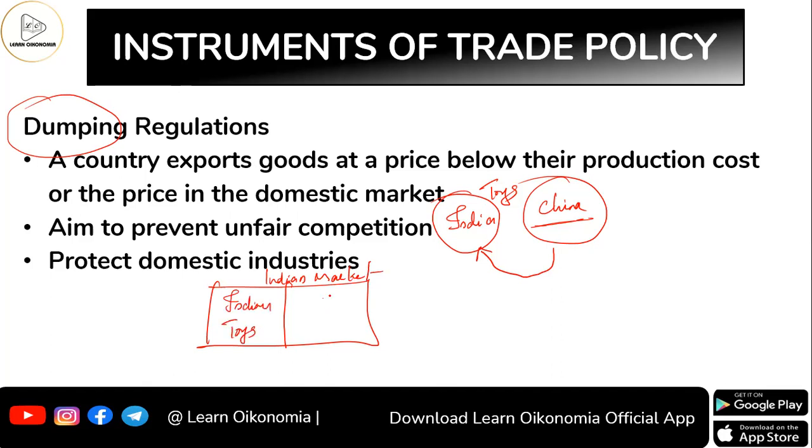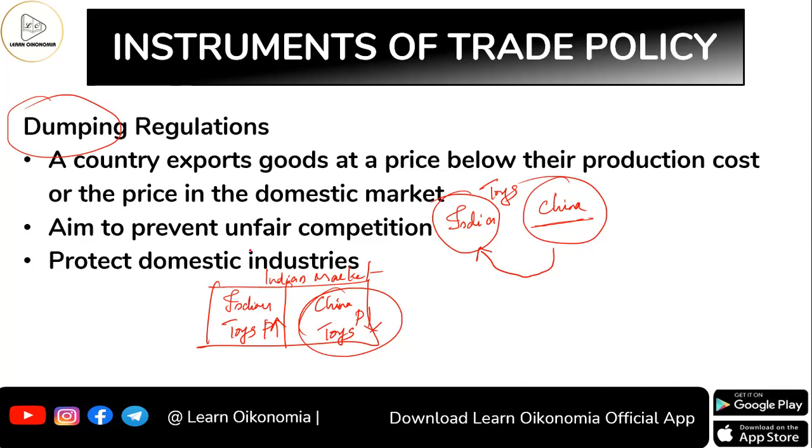And also you do have Chinese toys. In most of the instances, the price of Chinese toys would be comparatively lesser compared to the price of Indian toys. So what happens here? You do have a tendency to choose the cheaper good, that is the Chinese toy. Now what happens? China would be gaining the Indian market and Indian domestic producers would be losing the market.